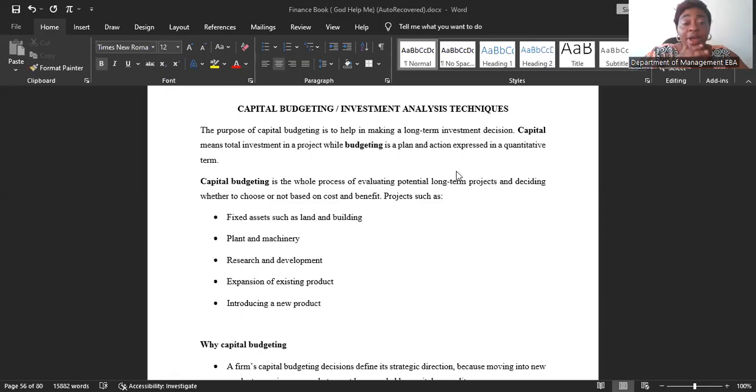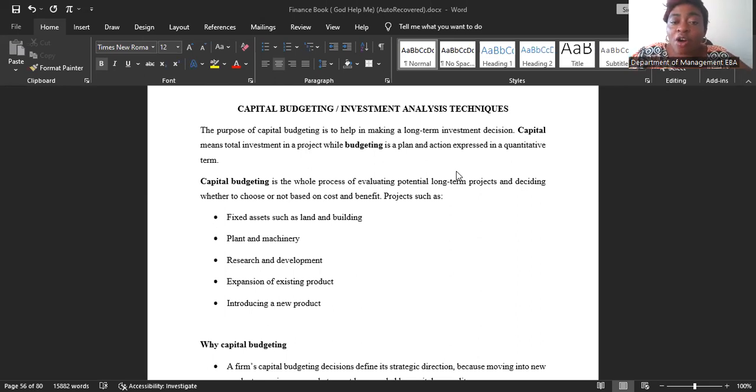Okay, so today we are going to learn capital budgeting, also an investment analysis technique. Whenever you hear of capital budgeting, we are talking of making decisions on long-term investment, like fixed assets or a new product. In a long-term project, we need to take the right decision. It involves a lot of cash, a lot of money. You need to make the right decision, so there's a need to do capital budgeting or investment analysis.